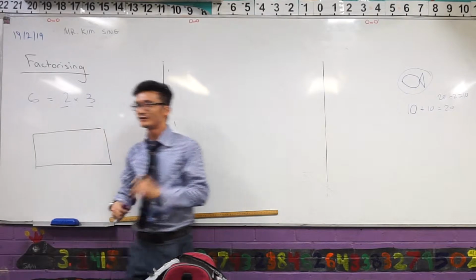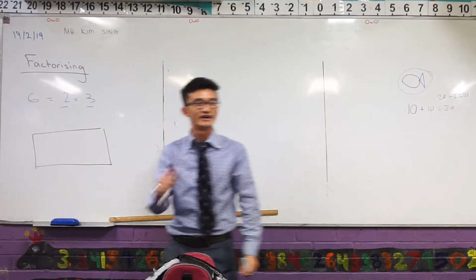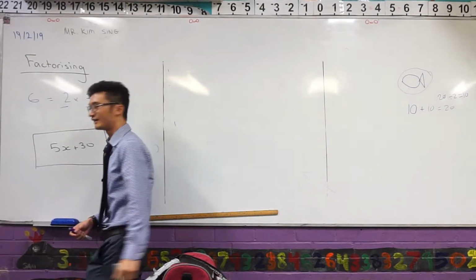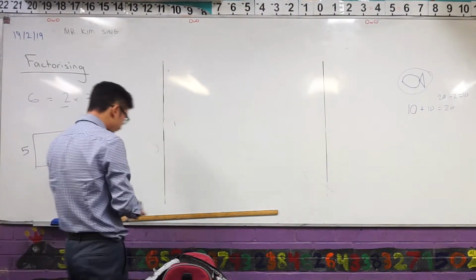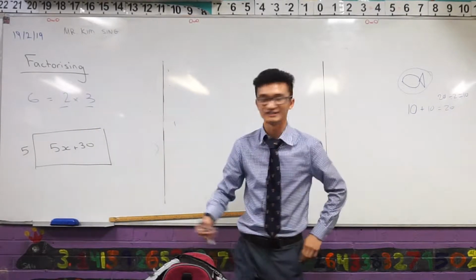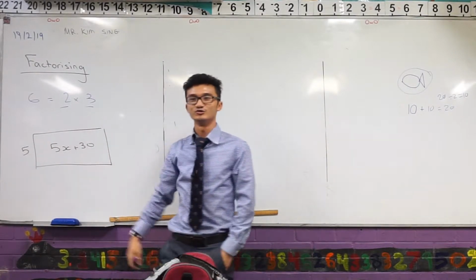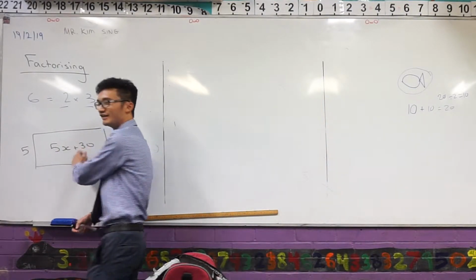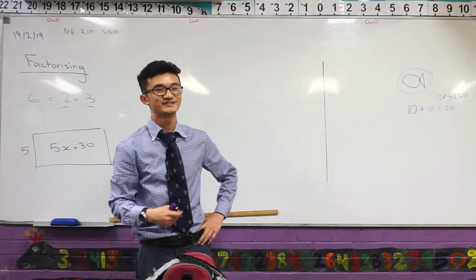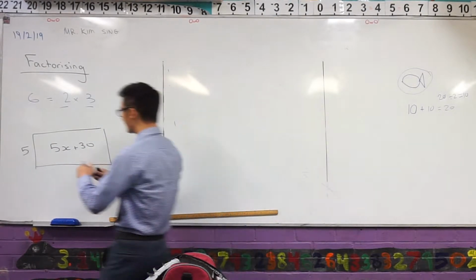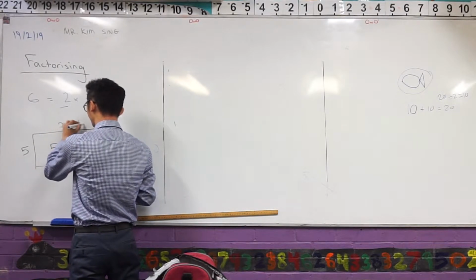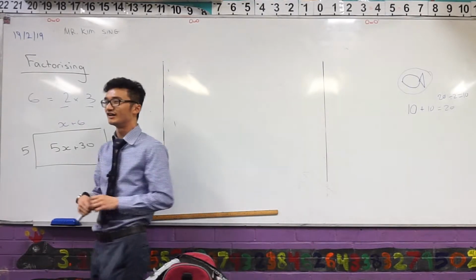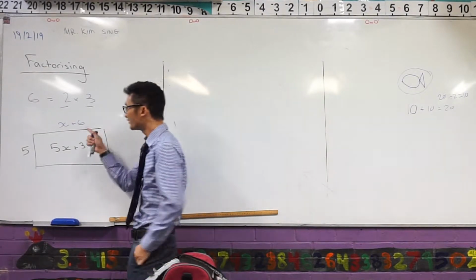If I think about it, the question is asking this. If I have the area of something, 5x plus 30, and maybe I know one of the side lengths, 5 over here, if I'm asked to factorize this, I'm really asking, what's this length going to be? I want something times something that gives me that one. Go, Eloise. X plus 6. So you're saying if I have x plus 6 here as one of my side lengths, if I multiply these together, I should be able to get that.